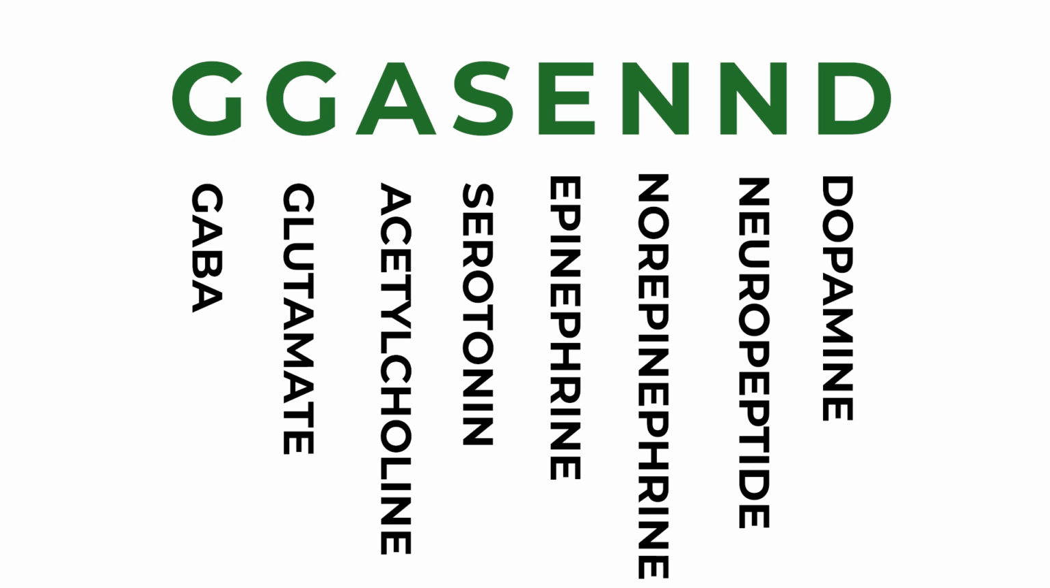I'll repeat again. We have GABA, which is our G1, the G2 is glutamate, the A is acetylcholine, the S is serotonin, the E is epinephrine, then the N is norepinephrine, the second N is neuropeptide, and lastly we have dopamine. So that gives us the acronym GAS-END.